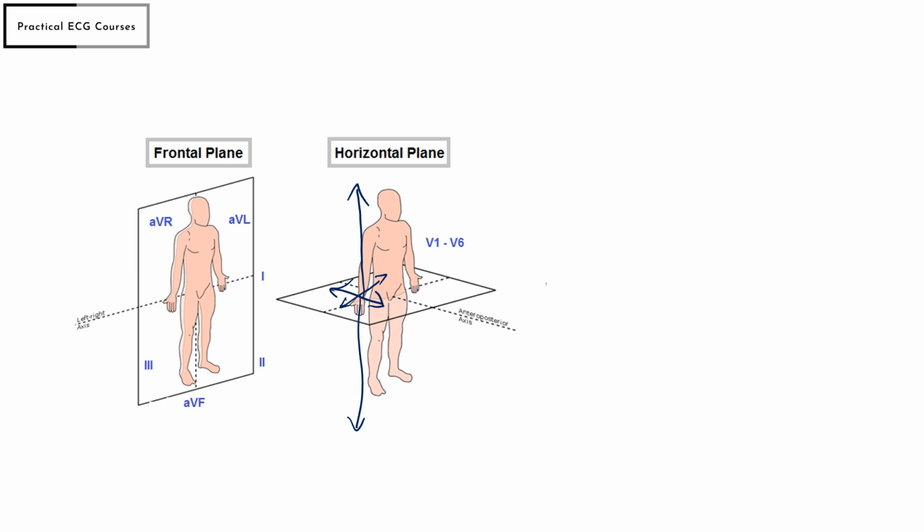Now, if you look at the frontal plane, which is formed by the 6 limb leads, which are lead 1, lead 2, lead 3, AVR, AVL, and AVF. These pick up all the vectors in the frontal plane, vectors which are moving superiorly, inferiorly, and to the sides. But it cannot pick up vectors which are traveling anteriorly or posteriorly, as these vectors are out of plane for the frontal plane. But what happens when you superimpose these two planes?